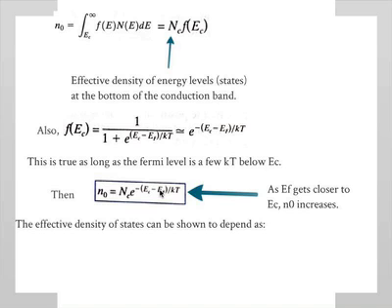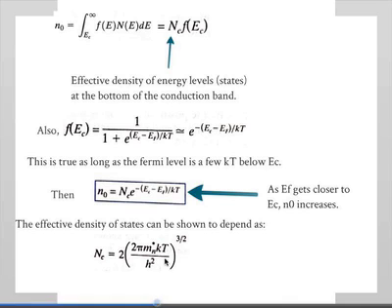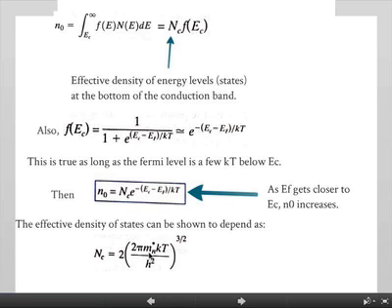Effective density of states can be shown to depend as something like that. Again, this comes from the appendix. I'm not going to prove it. But you can write the effective density of states of the conduction band in terms of KT, the constants, and the effective mass of the electron at the conduction band.